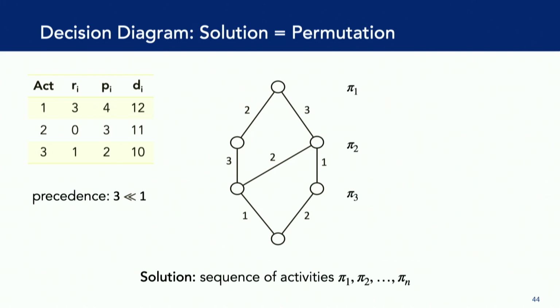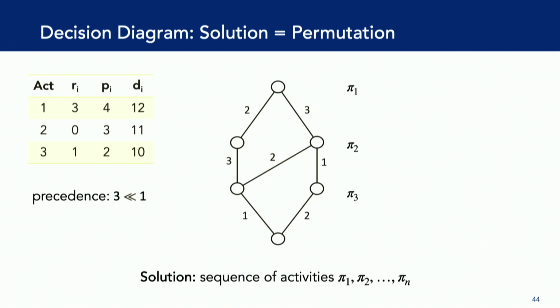If you have a disjunctive scheduling problem and you have 3 tasks, they cannot be overlapping. So one task has to be the first one, and then the second, and then the third, and so forth. So you have a natural ordering here. What is the first task to be executed? What's the second task? And what is the third task? So a solution is a sequence of activities. And that sequence is a permutation, pi 1, pi 2, up to pi n in general. Okay?